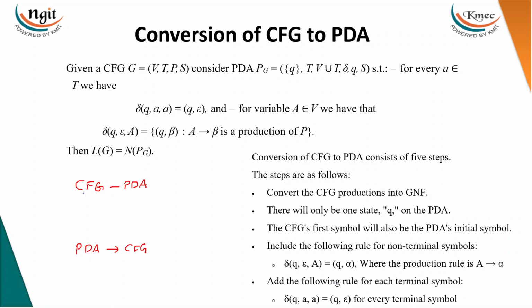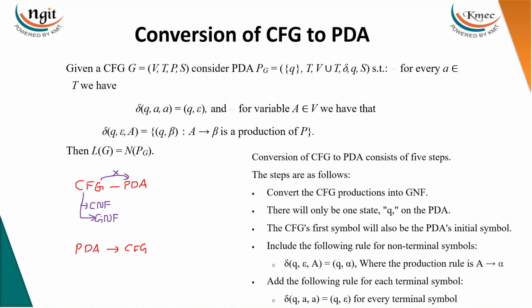First, this context-free grammar should be represented in either CNF, Chomsky normal form, or GNF, Greibach normal form. So directly we cannot convert. Either you have to represent it in CNF or GNF. How do we represent that? That is our third unit, normal forms. There we are going to discuss the conversion of context-free grammar to CNF and GNF.